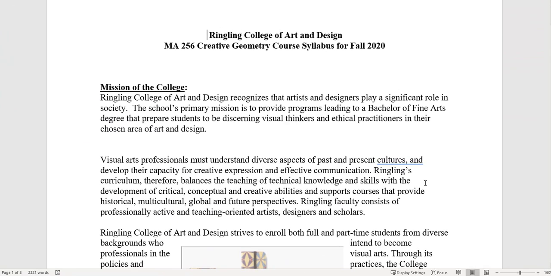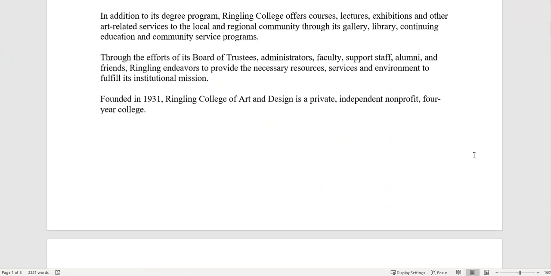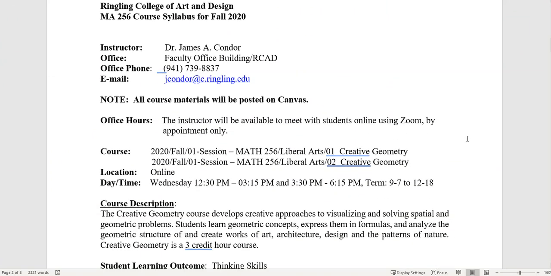And this first page on the syllabus is just a mission statement. We skip that. And again, my name, Dr. Condor. Jim is fine. Of course, under normal circumstances, I go into the faculty office building, have an office there. And this is just my cell phone number. So I'm not going on campus.